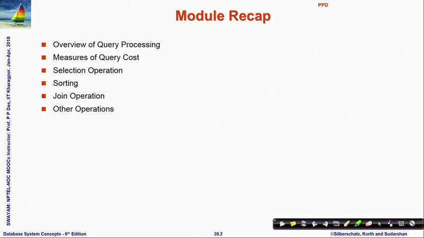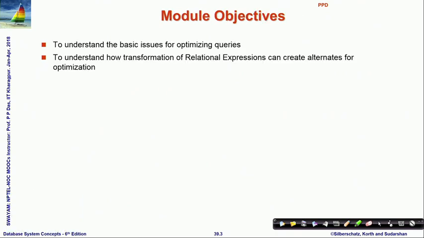Then we took a look into how certain SQL queries like selection, sorting, which is required for other operations, different join operations, and aggregation can be processed in a structured way. In view of this, in this module, we would like to understand the basic issues of optimizing queries. The same query, as we have seen a little bit, can be executed in multiple ways, and we would like to choose the one with the least estimated cost.